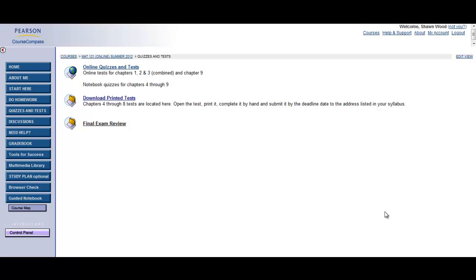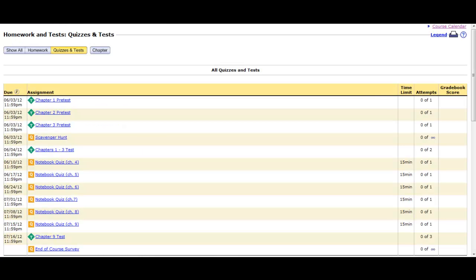When you have finished taking notes for the entire chapter, in this case we're looking at chapter 4, and we're done with all of the sections, then you're ready to take the notebook quiz. And these quizzes are designed to give you credit for actually sitting down and taking these notes. Just click on the quizzes and tests link, and you'll notice that these notebook quizzes, they're already up here ready for you to go.